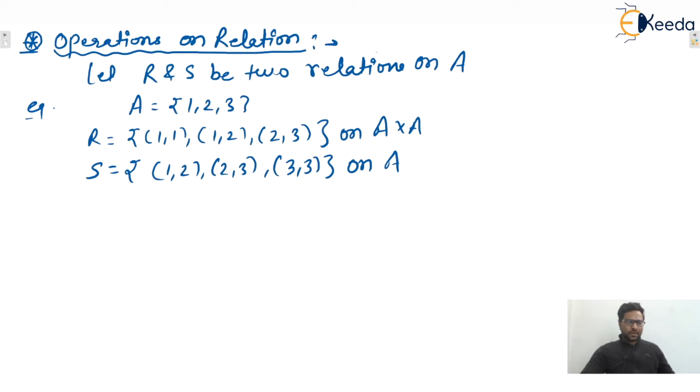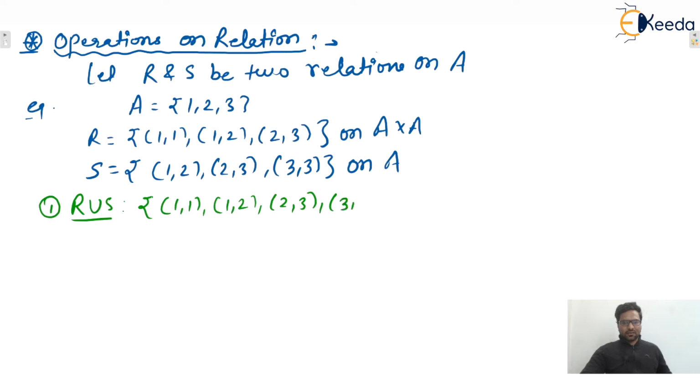First, you can write down what will be the union, R union S. The union will be the union of all ordered pairs: (1,1), (1,2), (2,3), and (3,3). The next one is intersection. Intersection will contain only the common ordered pairs, so (1,2) and (2,3).